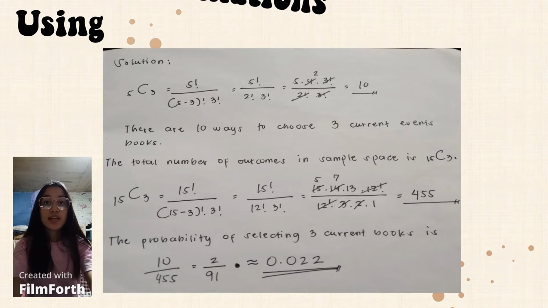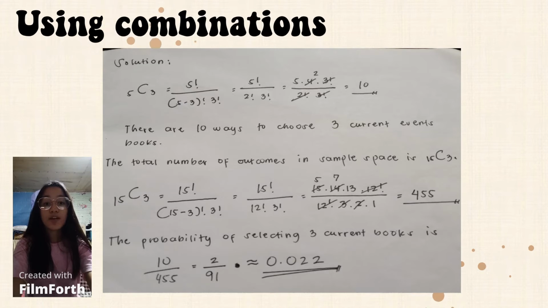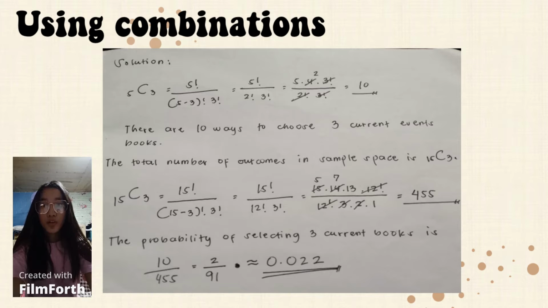So, our solution: 5 choose 3 is equal to 5 factorial over (5 minus 3) factorial times 3 factorial, equals 5 factorial over 2 factorial times 3 factorial. Then write the factors of 5 times 4 times 3 factorial, over 2 factorial times 3 factorial. You cancel out 3 factorial and then reduce 4 by 2 factorial, so 2. 5 times 2 is equal to 10, so there are 10 ways to choose 3 current event books.